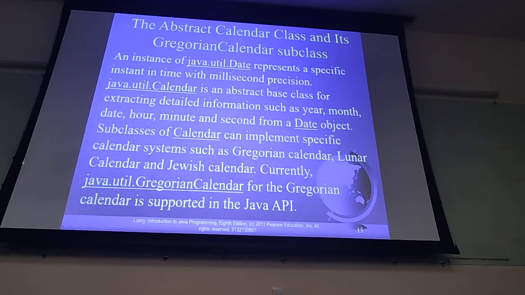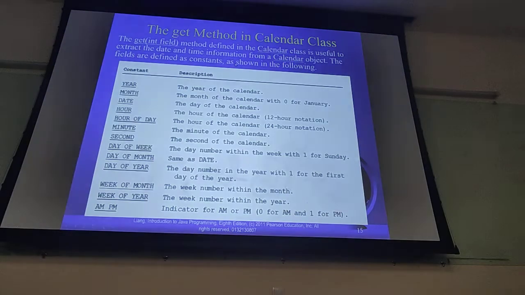Here, we are using the different packages, java.util and java.lang. They have some classes that are abstract, the abstract Calendar class and Date class. These are which one? Abstract classes. See the get method in the Calendar class. These are all constants. Fine. Are you clear?